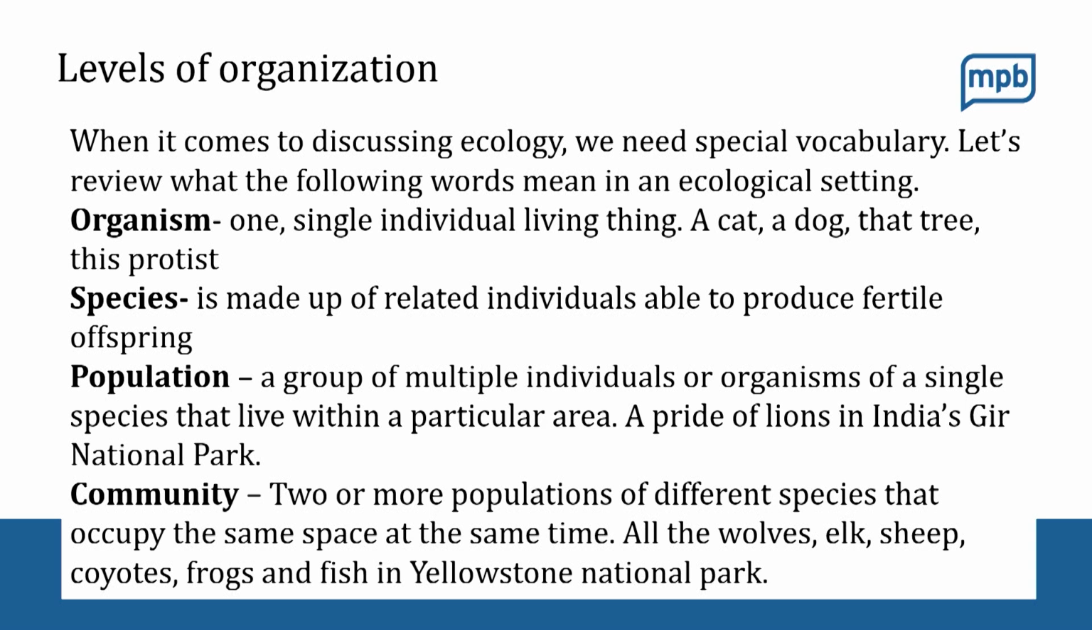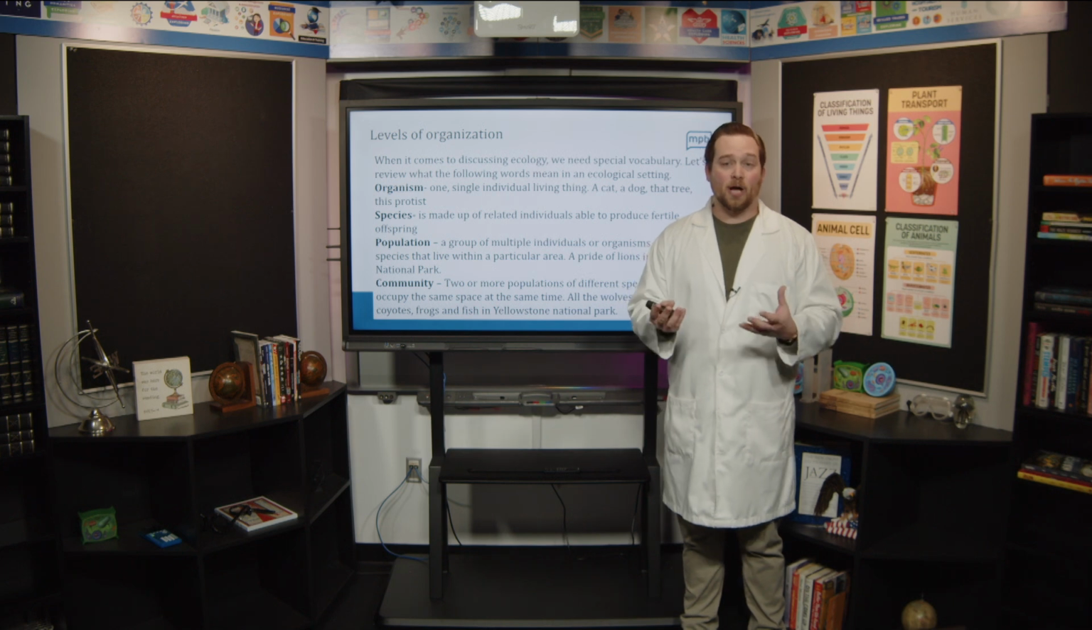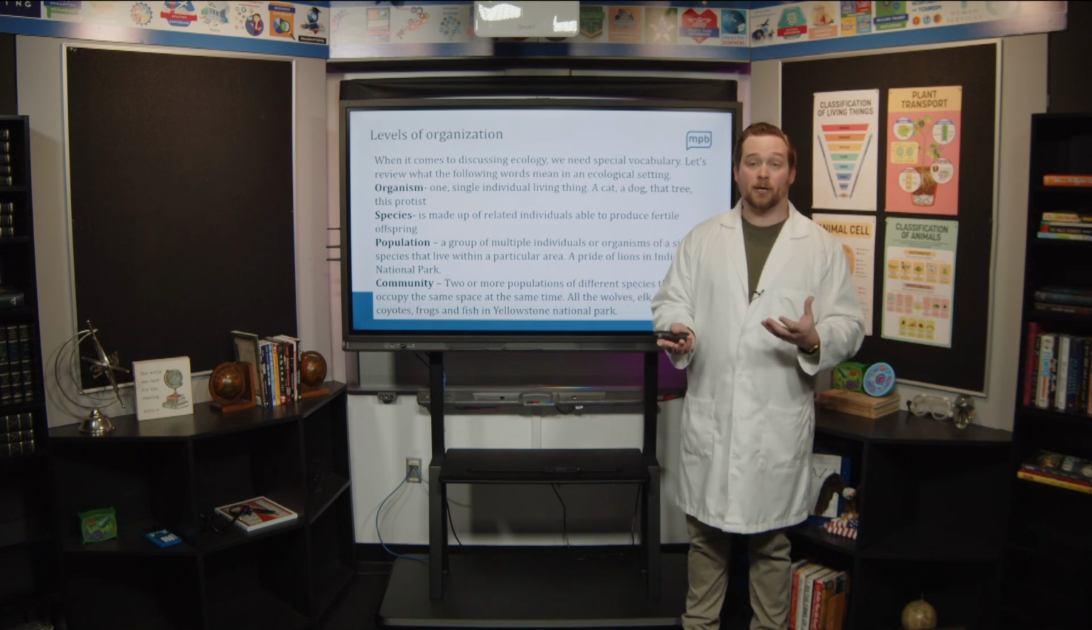Now, one important part of this definition is that last part where it says able to produce fertile offspring. And I wanted to talk about this for a second. There are some organisms that would not be considered its own species, and these are usually some sort of hybrid organism. I've talked about this a couple times, but I need to bring it up here as well.